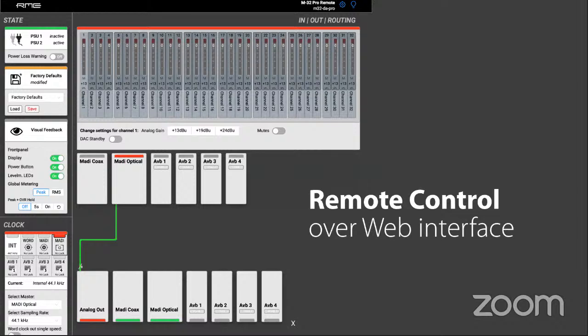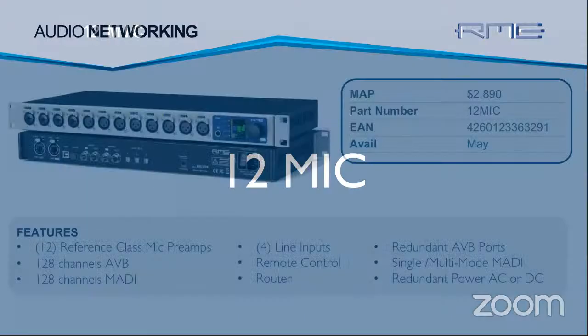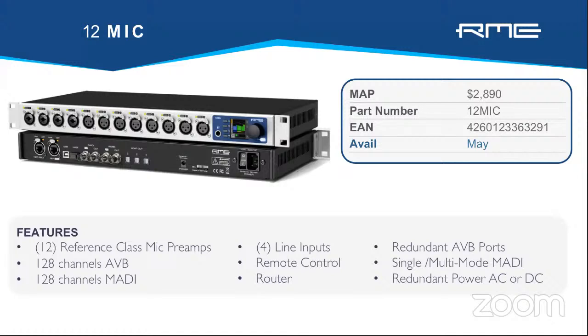So they're very powerful boxes. One I want to show you is called a 12 mic. This was introduced in January of 2020. In addition to being a 12 channel reference class mic preamp, it also is 128 channels of AVB and 128 channels of MADI all in a single rack space.